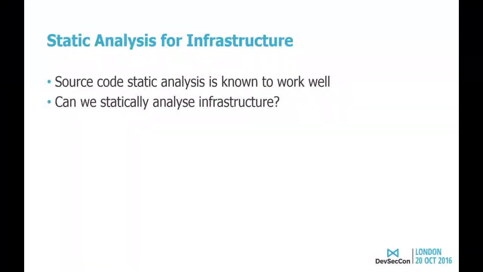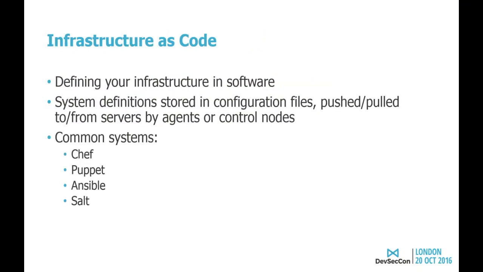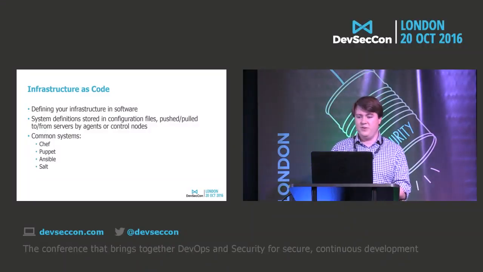So actually, we use it for code. We know about that. Can we also use it to analyze infrastructure? A lot of the modern systems for doing infrastructure as code are essentially just more software in some fashion or other. It's more source code. I'm sure a lot of you are familiar with infrastructure as code as a concept, but just for those who aren't, we're looking at systems definitions stored in configuration files of one form or another, being pushed and pulled by agents or servers, and some of the names down there will no doubt be familiar to quite a few people here.